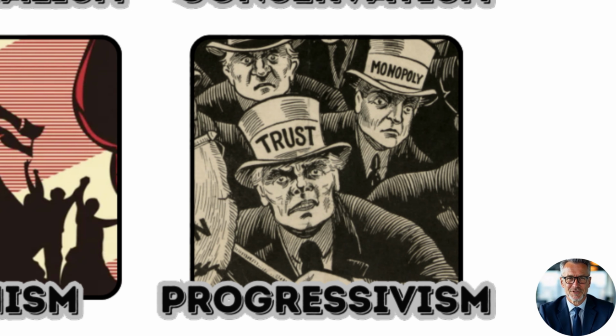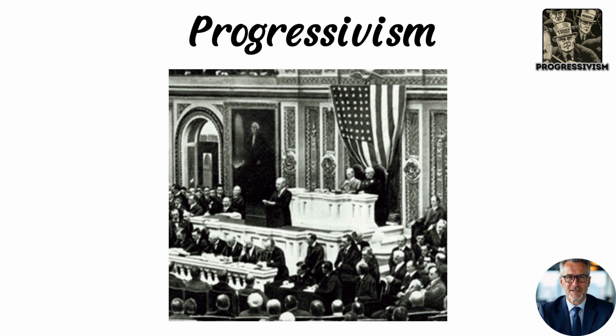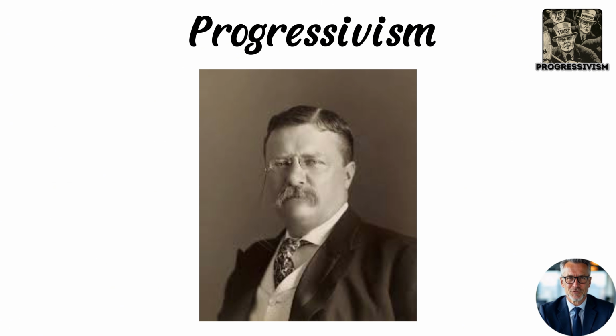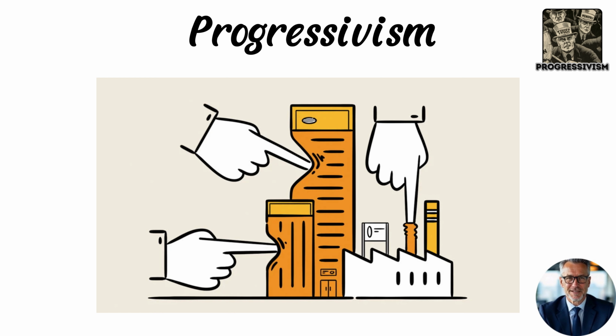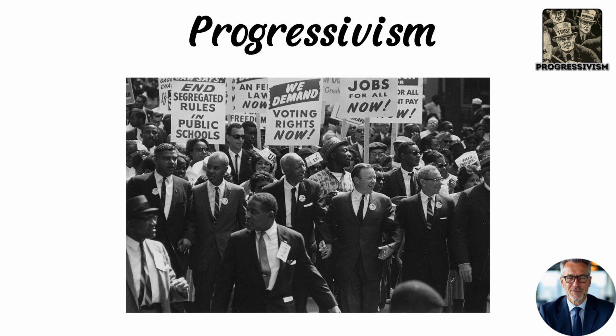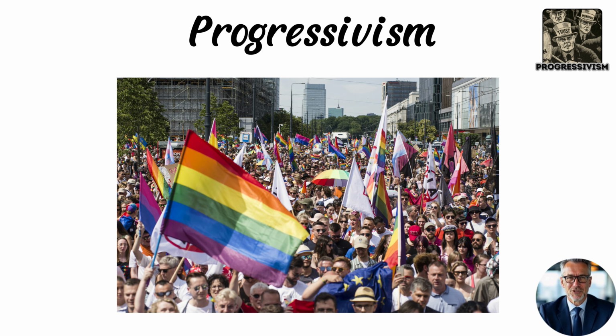Progressivism, reforming society for the future. Progressivism advocates for social justice, economic reform, and equal rights. From Theodore Roosevelt's reforms to modern movements, progressives seek to address systemic inequalities. Critics warn of excessive government intervention in personal lives. Key examples include the civil rights movement, Medicare expansion, and LGBTQ+ rights advocacy.